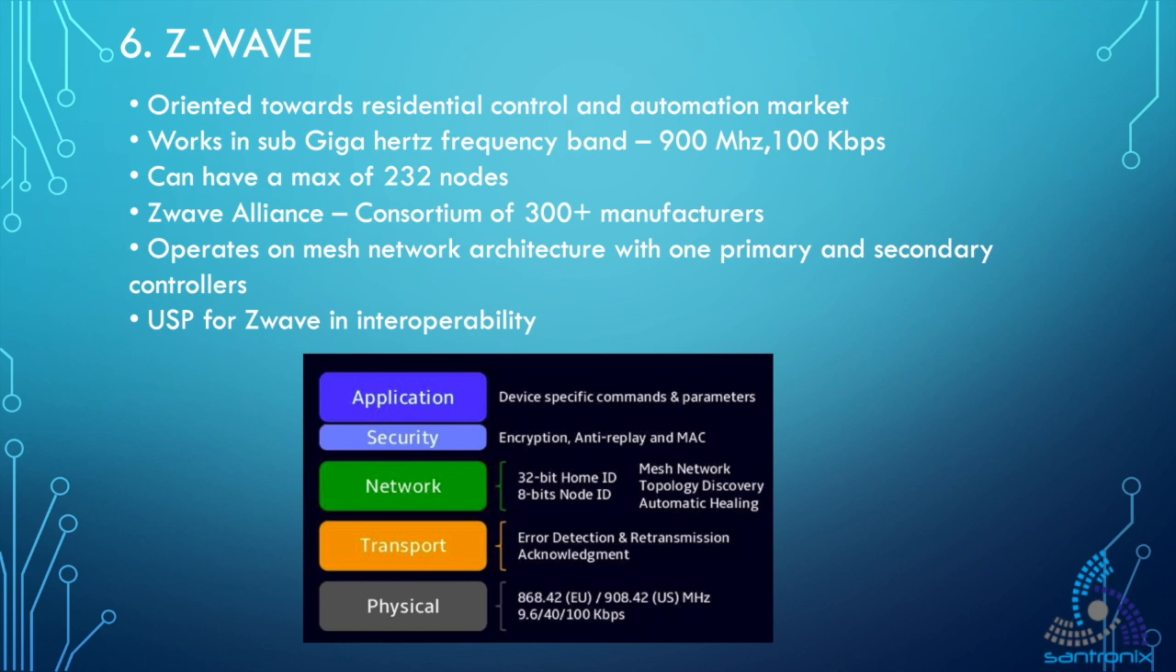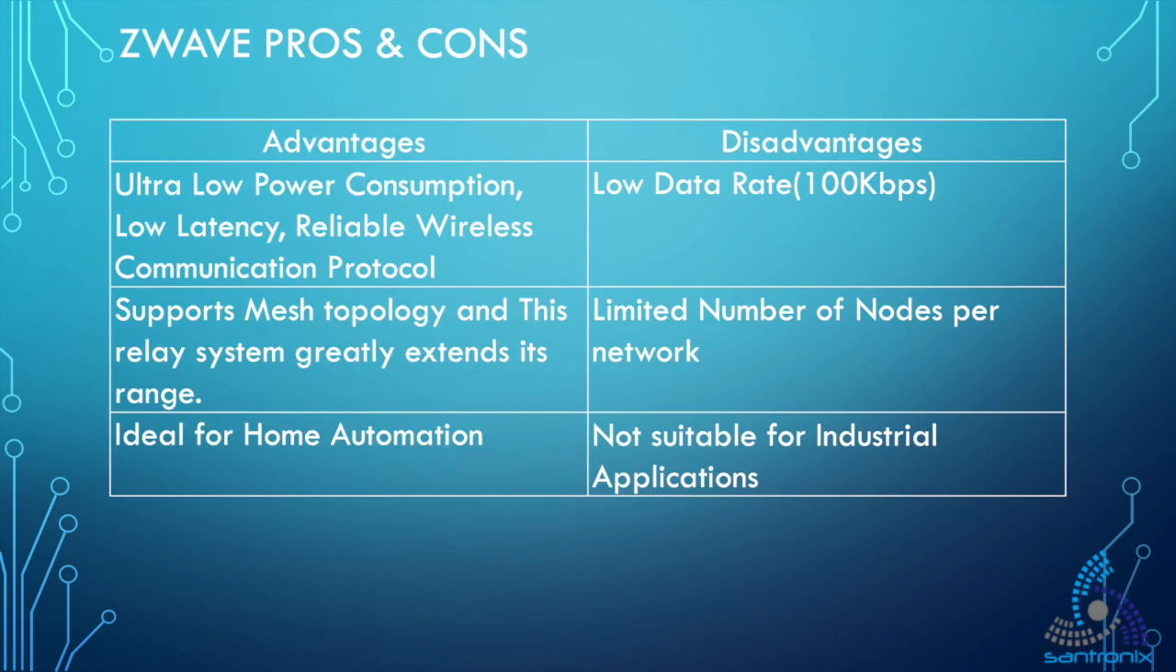So why interoperability? Because if multiple manufacturers are using Z-Wave as a communication technology, their devices can be interoperable. So you can, for example, buy a Samsung Z-Wave appliance and it will be able to communicate with an LG branded Z-Wave device, which is quite possible.